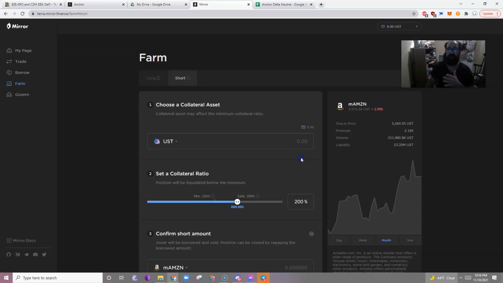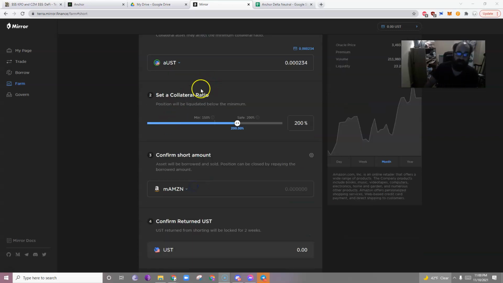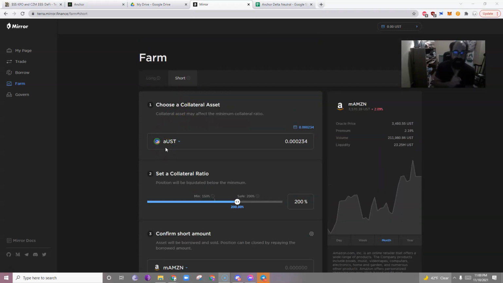First, we're going to open up a short farm position. And we're going to do that with our aUST. Not UST, but aUST. So we're using our sort of receipt token, our interest-bearing token, that is intrinsically gaining roughly 20% APY per year as collateral for our short position. So the UST that you deposited in Anchor, you can now take your receipt interest-bearing token aUST, and use it as collateral on the terramirror.finance web app.